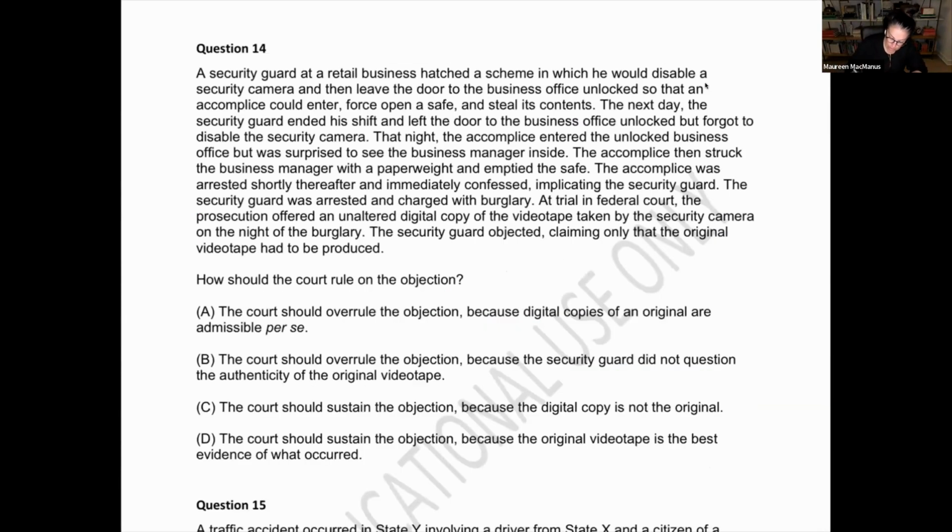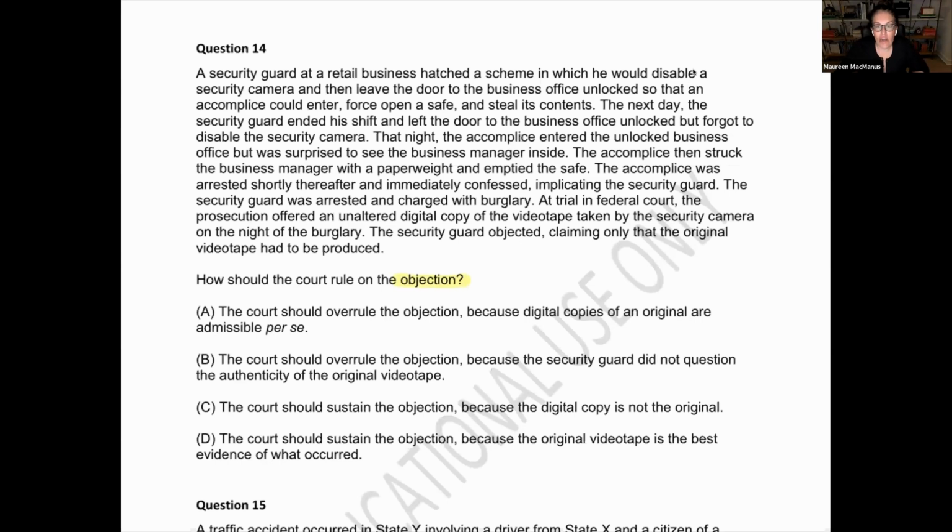All right, how should the court rule on the objection? So we're dealing with evidence again. A security guard at a retail business hatched a scheme in which he would disable a security camera and then leave the door to the business office unlocked so that an accomplice could enter, force open a safe, and steal its contents. The next day, the security guard ended his shift and left the door to the business office unlocked, but forgot to disable the security camera.